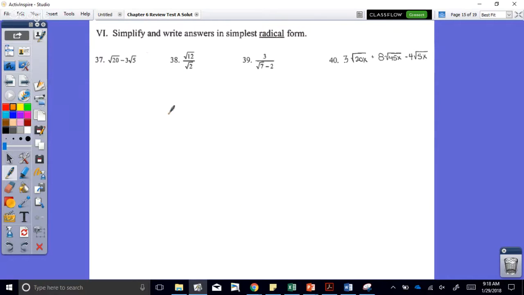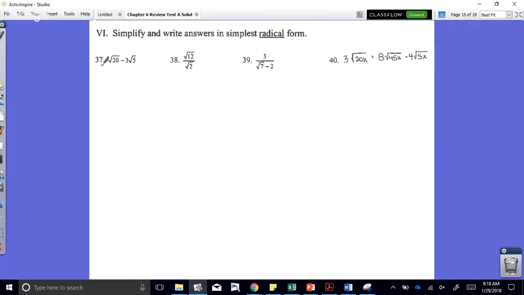Okay, next view. We'll look at some addition, subtraction, multiplication properties. So 37, in order to add two radicals, we have to have matching.